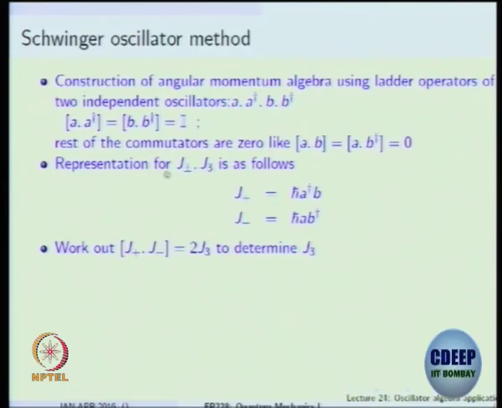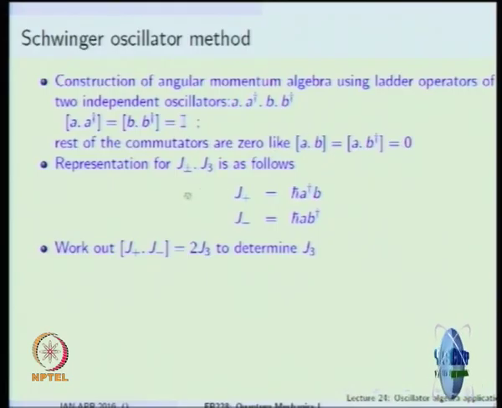You can represent the angular momentum ladder operators J plus, J minus and Jz or J3 as follows. Let's take two ladder operators with one of them as raising and another one as lowering. By independent I mean that between A and B the commutator is always 0. A and A dagger is harmonic oscillator algebra, B with B dagger is harmonic oscillator algebra. Between A and B, or A and B dagger, or A dagger and B, or A dagger with B dagger, they are all 0. This is what I mean by the rest of the commutators are 0. They don't talk to each other, they are independent.